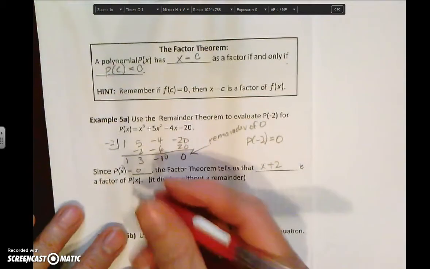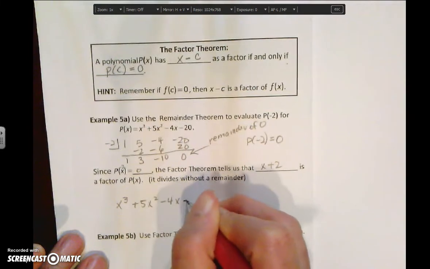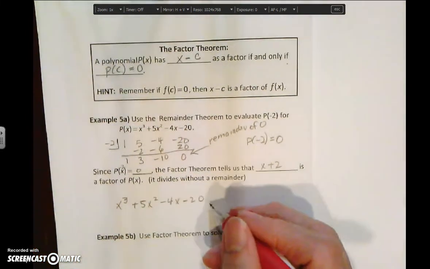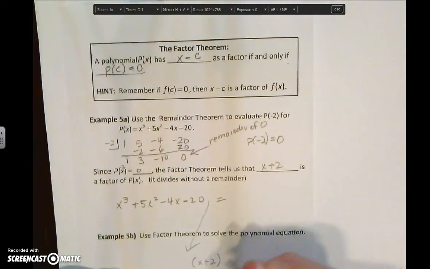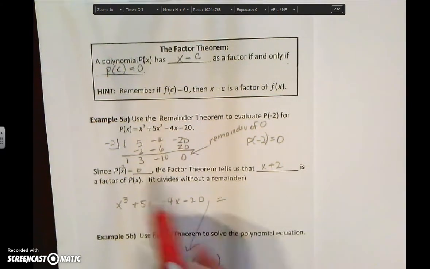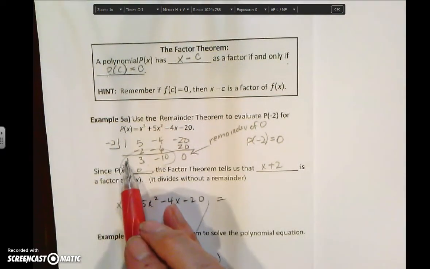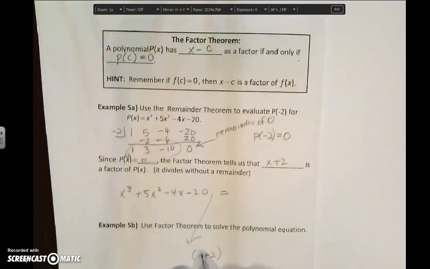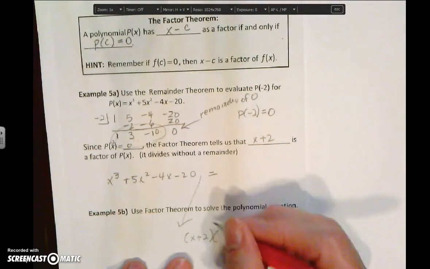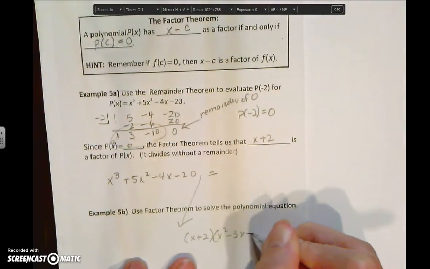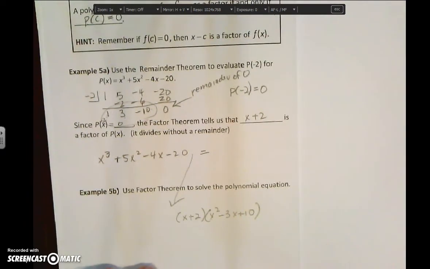So we can then say that x cubed plus 5x squared minus 4x minus 20, so I'm really going to put this down here, is equal to x plus 2 times what my answer was when I divided by it. So I divided by x plus 2, got this for my answer. So it's going to be x plus 2 times what's left over, x squared plus 3x minus 10. All right, so factor out the x plus 2 and write it this way using division.